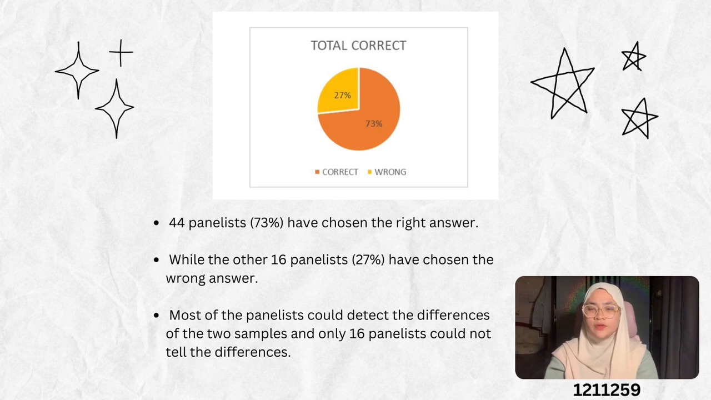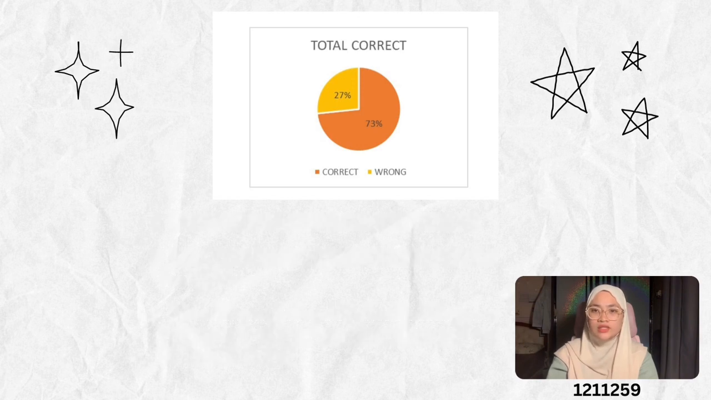The results of this different pack comparison test are that 44 panelists, which is 73%, have chosen the right answer, while the other 16 panelists, which is 27%, have chosen the wrong answer. This result shows that most of the panelists could detect the differences of the two samples, and only 16 panelists could not tell the differences.